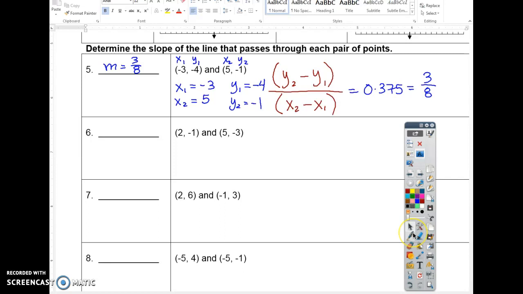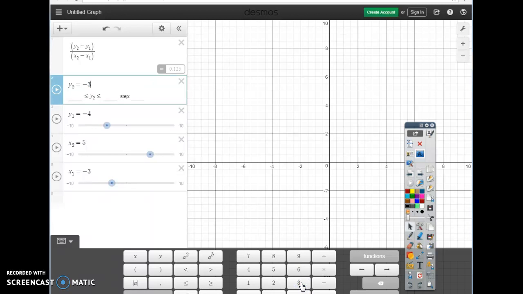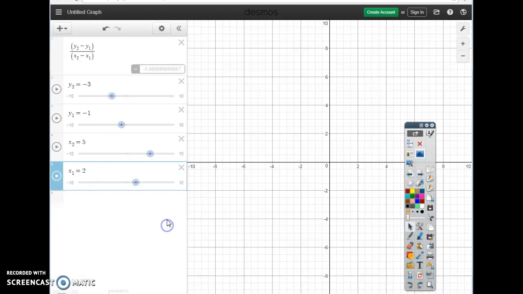So we're going to do the same thing for problem 6. Now let's just write them out. This is x1, y1, x2, y2, and go type these numbers in on the Desmos calculator. Okay, so we're going to type those numbers in Desmos. Help me out. Y2 is a -3 now, so type -3. Y1 is a -1. X2 is 5, so I'm going to leave it like that. And X1, 2.